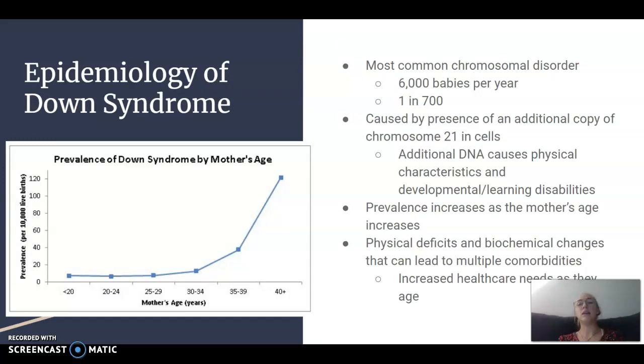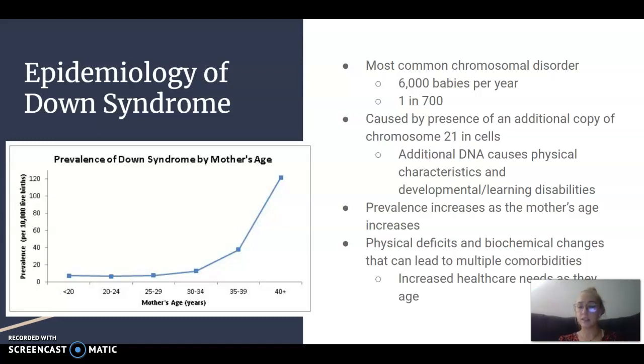For Down syndrome specifically, it's the most common chromosomal disorder. 6,000 babies per year, and 1 in 700 babies are affected in the U.S. It's caused by the presence of an additional copy of chromosome 21 in cells. This additional DNA can cause physical characteristics such as slanted almond eyes, a flat face, a divot in the palm, a stocky build, and developmental learning disabilities that could be anywhere from mild to severe. The prevalence of Down syndrome increases as the mother's age increases. So the older the mother gets when she is pregnant, the higher the likelihood that the baby will have Down syndrome.